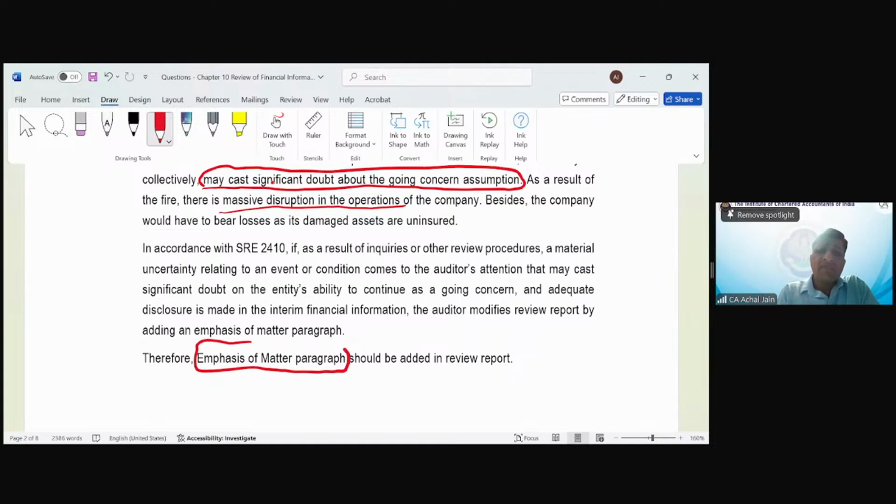Because emphasis of matter and that particular para are not different. Yes or no? They are similar, because you are just trying to highlight that. Clear? So when it comes to a review, you will change the nomenclature and call it emphasis of matter. Effectively, you will be writing a similar thing over here. Clear on this, everyone?